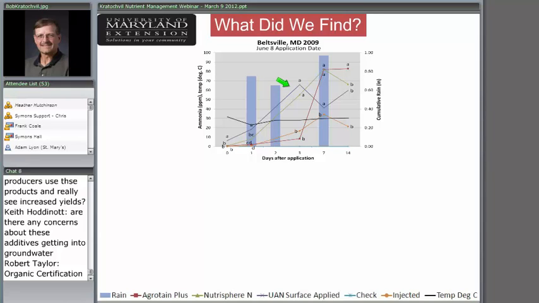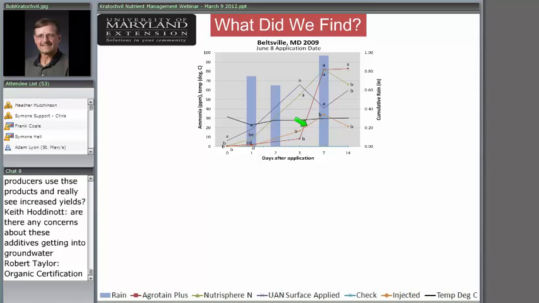This line right here shows the amount of ammonia that was collected for UAN surface applied that had no product mixed with it. And you can see as we went from day 0, day 1, day 2, day 3, that we had a considerable amount of ammonia that we were collecting in the chambers.